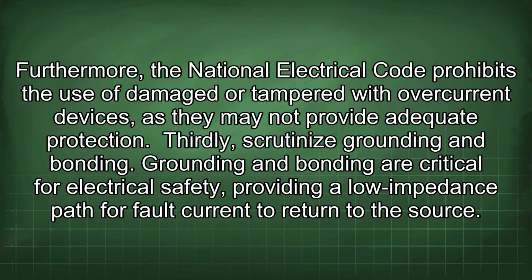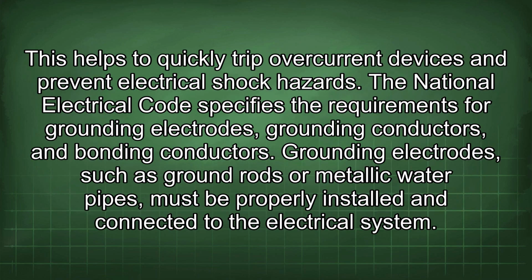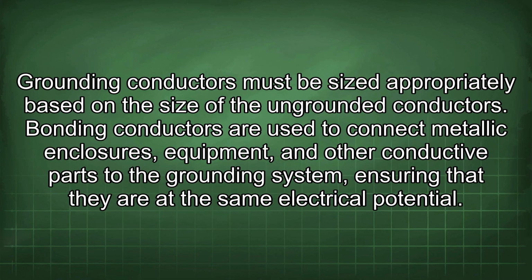Grounding and bonding are critical for electrical safety, providing a low impedance path for fault current to return to the source. This helps to quickly trip overcurrent devices and prevent electrical shock hazards. The National Electrical Code specifies the requirements for grounding electrodes, grounding conductors, and bonding conductors. Grounding electrodes, such as ground rods or metallic water pipes, must be properly installed and connected to the electrical system. Grounding conductors must be sized appropriately based on the size of the ungrounded conductors.